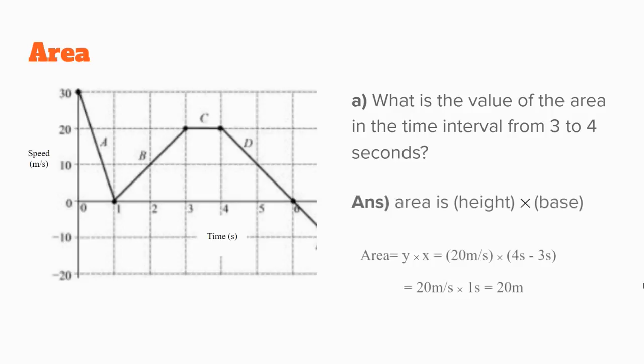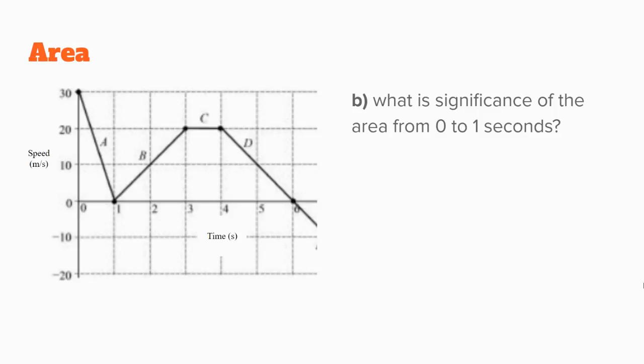And the answer is area is height times base, which is y times x. Again, which is 20 meters per second times. But we need to calculate the delta x here because the time interval is from 3 to 4, not 0 to 4. So 4 seconds minus 3 seconds. So it is 20 meters per second times 1 second, and we can cancel out the seconds, and we get the area 20 meters.